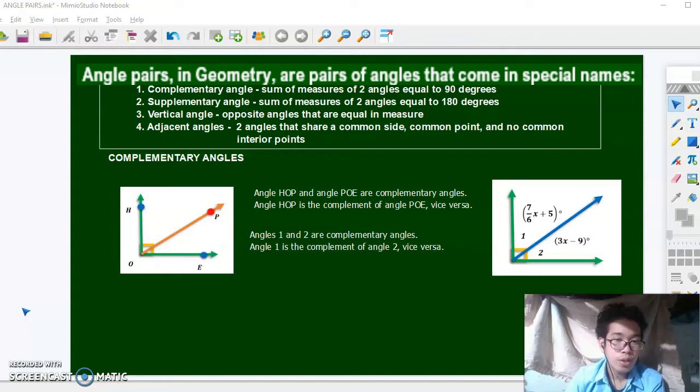And also on the left figure, we also have two angles that are complementary. So angles 1 and 2 are complementary angles, and angle 1 is the complement of angle 2 and vice versa. So how do we say that they are complementary angles? If you notice on the angle, there's a box shape symbol there, so that indicates that angle HOE or angle EOH measures 90 degrees, and also the sum of the measurements of angle 1 and 2 measures 90 degrees. Okay?